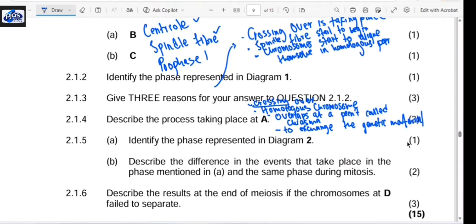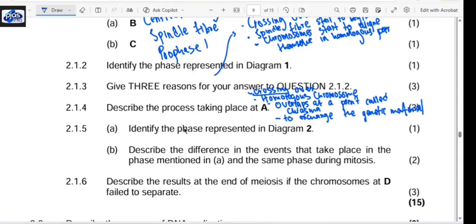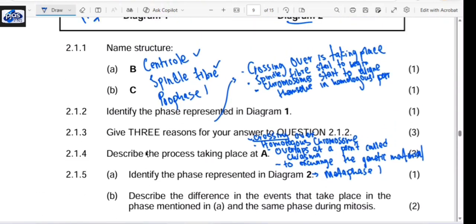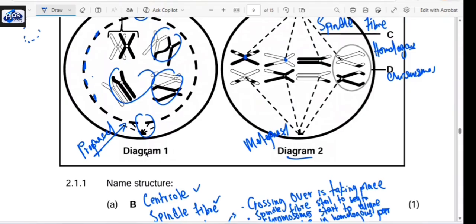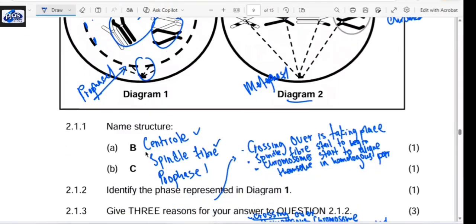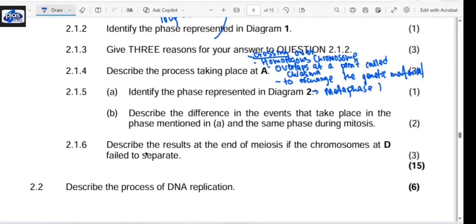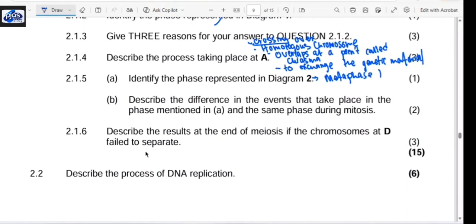Now they say identify the phase represented in diagram 2. So the phase, we said it will be what? Metaphase 1. Yes. You understand? Now they say describe the differences in the events that take place in the phase mentioned in A and the same phase during mitosis.